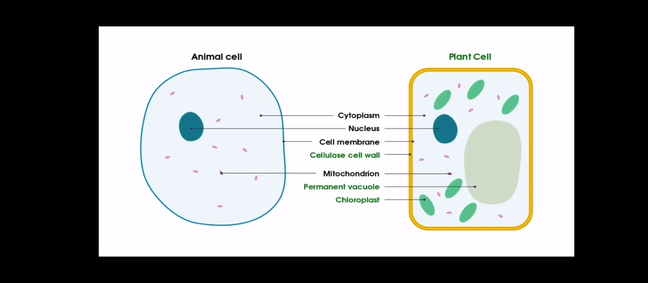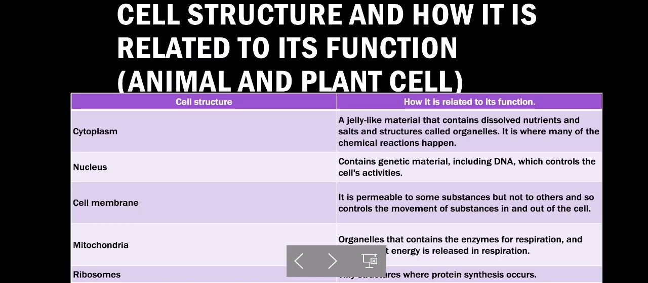You need to remember this, because you can get a comparison of animal and plant cells. If you remember these, you can just write the comparison, and you can also make a Venn diagram too.